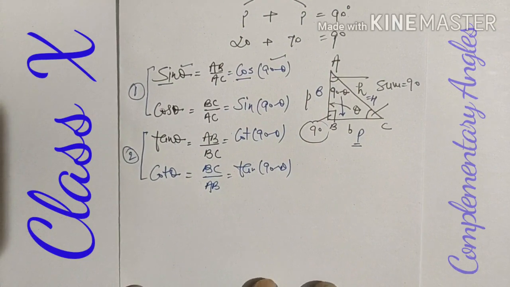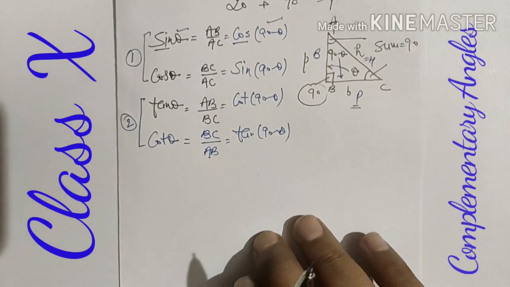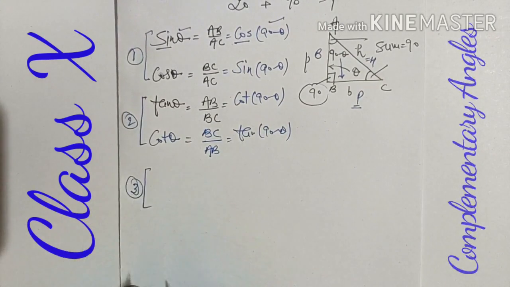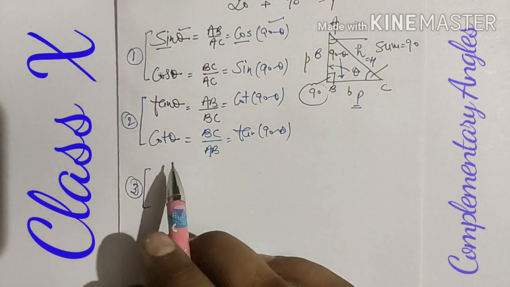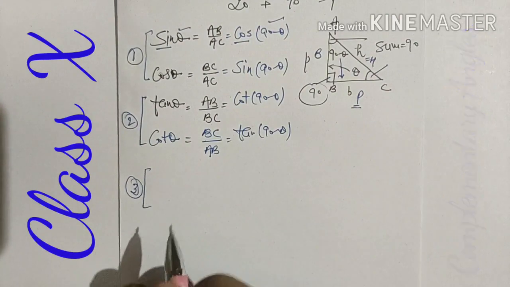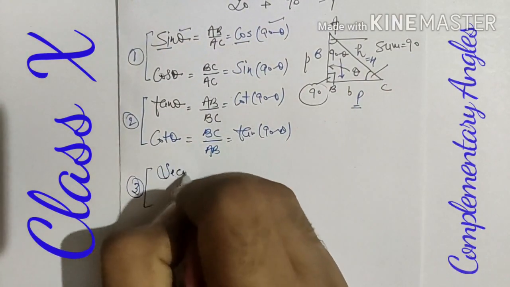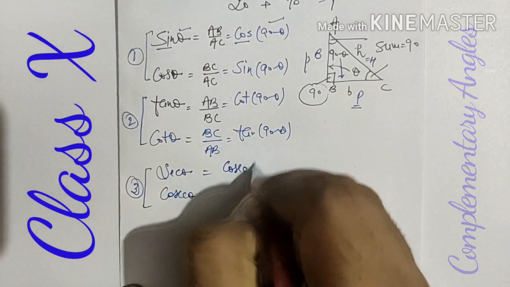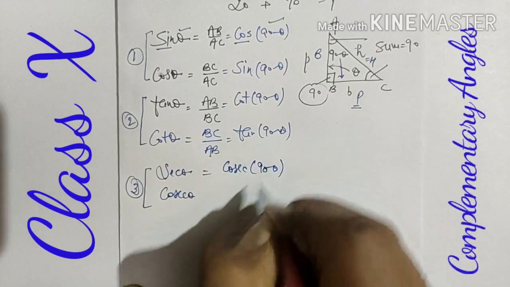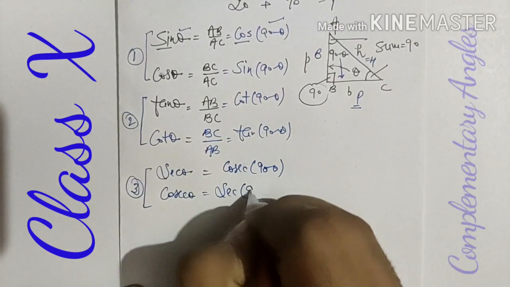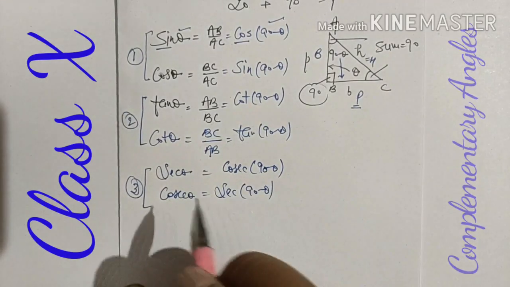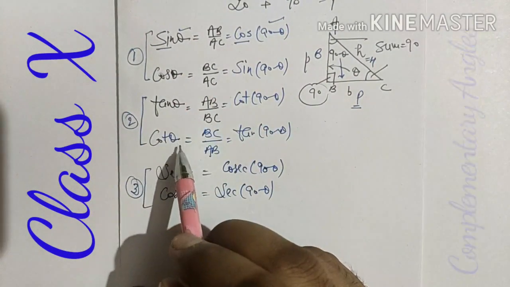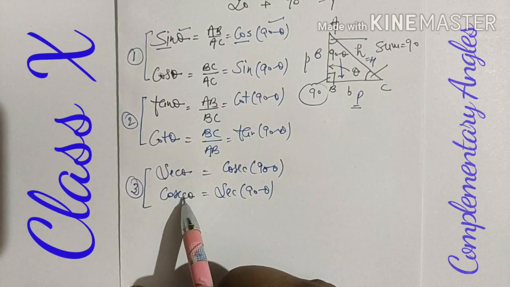If you see here, four T ratios are already used, so the left out are 2. So they become the third pair. Because complementary angles come in pairs, and T ratios are 6 in total, there become 3 pairs. The next one is secant theta and cosecant theta. It becomes cosecant 90 minus theta, and it becomes secant 90 minus theta. We have to just remember the pairs: sine and cos, first pair; tangent and cotangent, second pair; secant and cosecant, third pair.